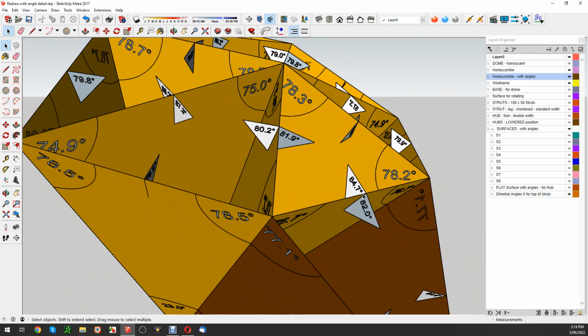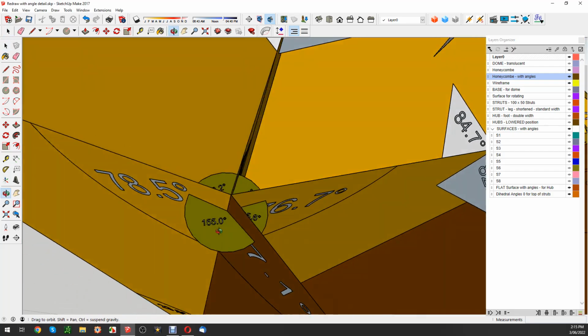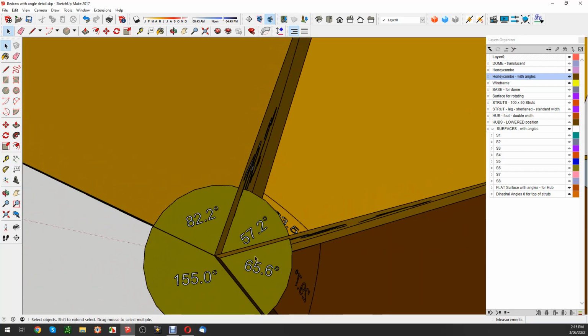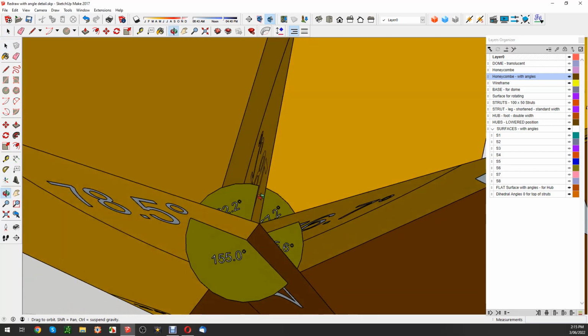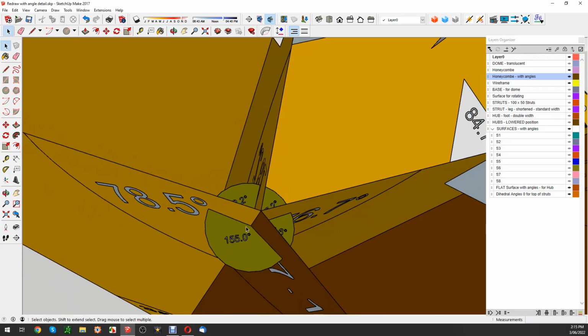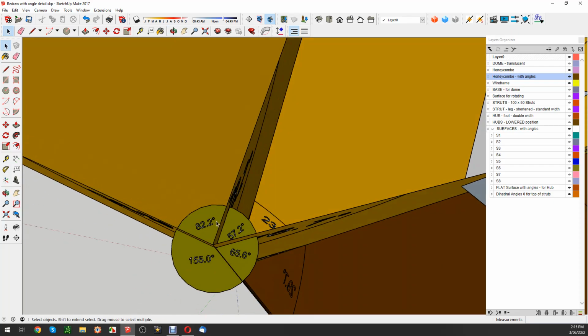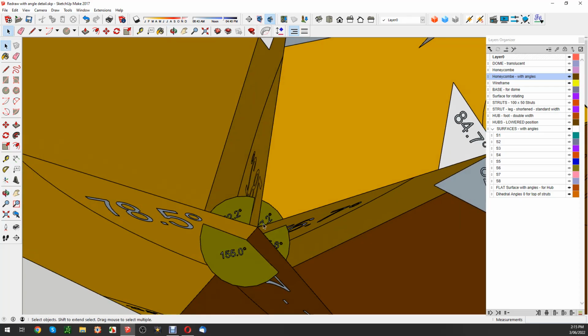So I have. What else have we got? Well, we've got these angles. Why do you want these? Well, if you are creating a hub, like I want to use, a steel hub, I need these angles to know at what point I need to drill my hub so that it will take the bolts that would go through into the struts.